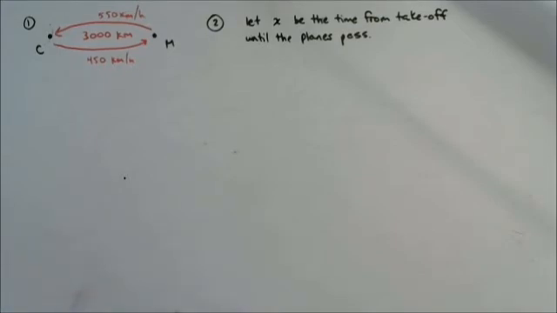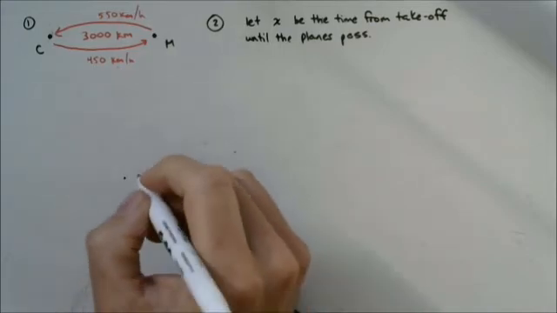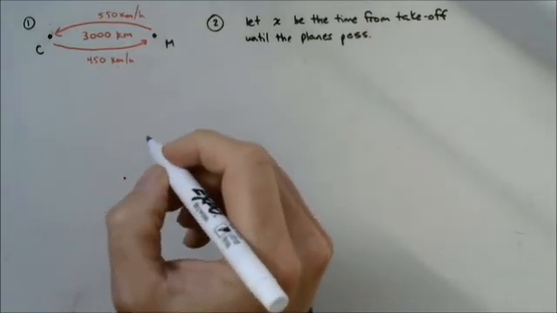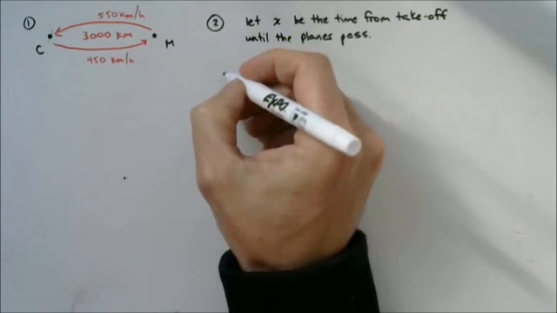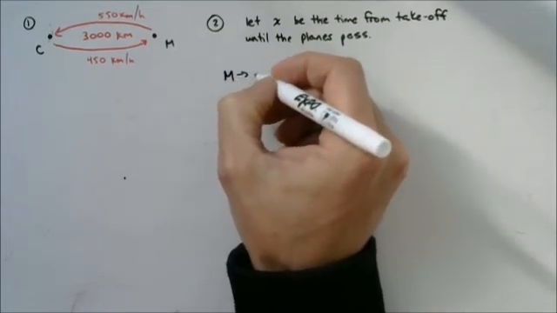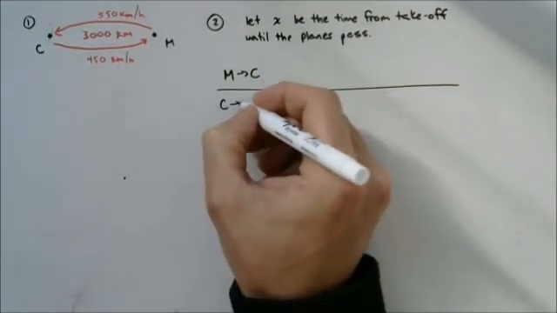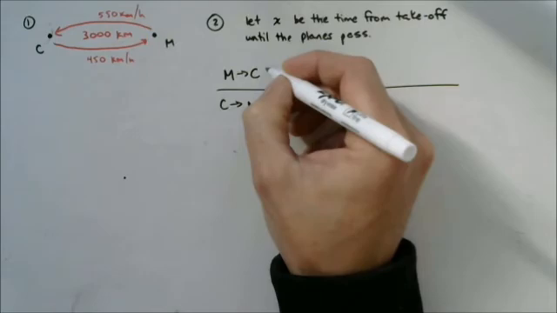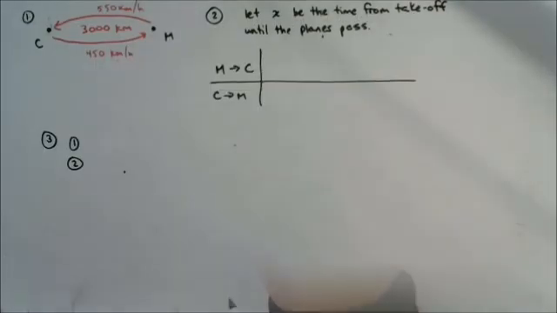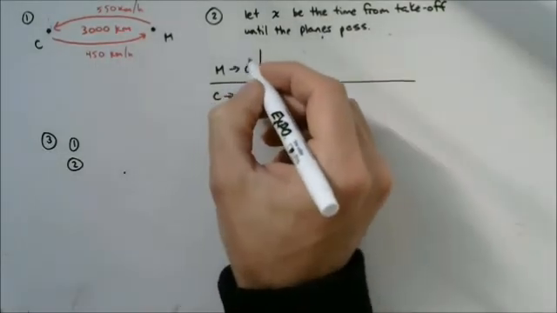Again, we're looking for d, r, and t. And we have the two planes. So we have plane 1 from Montreal to Calgary. Plane 2 is Calgary to Montreal. Okay, and we're going to start with what we know.